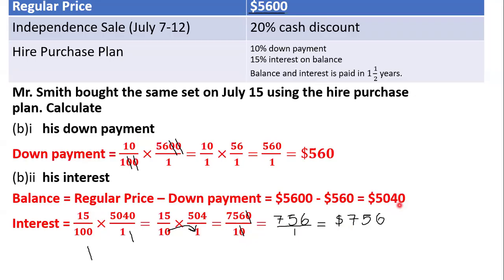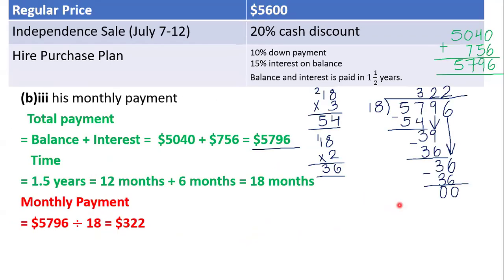Yes, sir. Good. So his total payment is the balance plus interest, which we just figured out, so we add them together. But he has 18 months to pay this off. So we do the total payment divided by 18, and that gives us what?